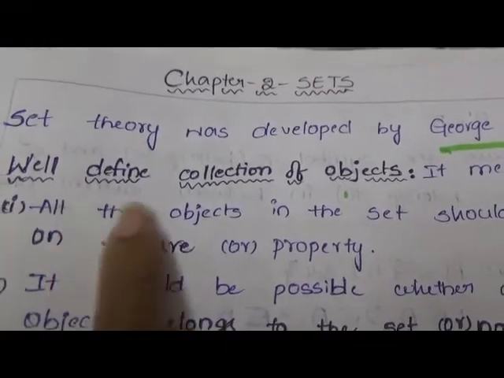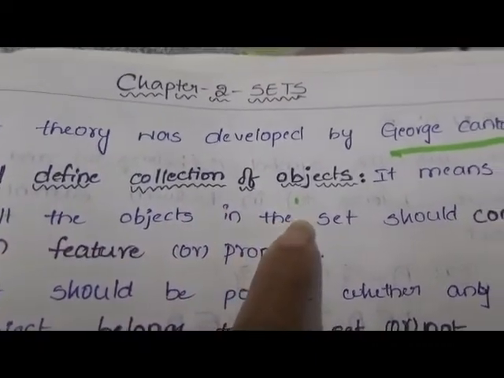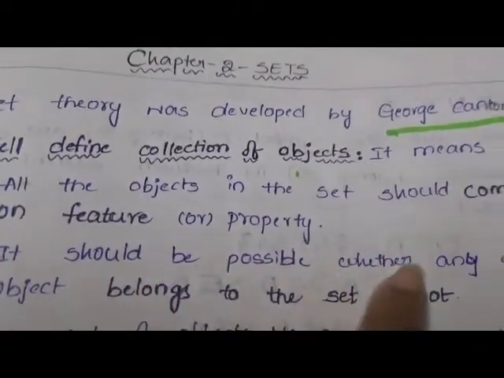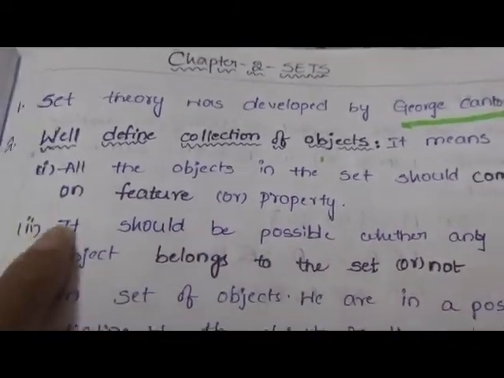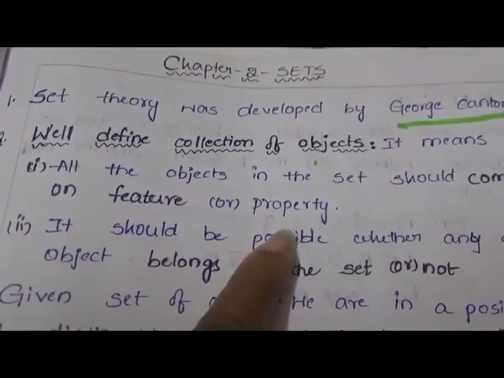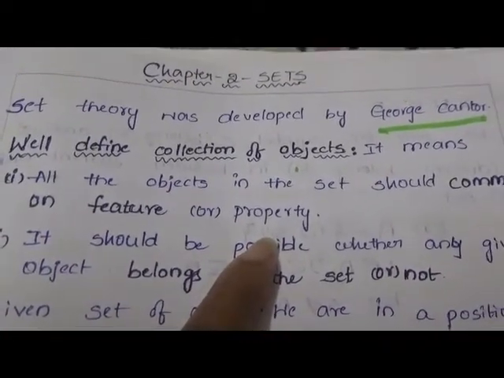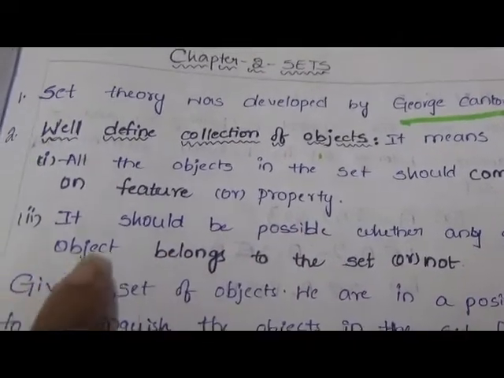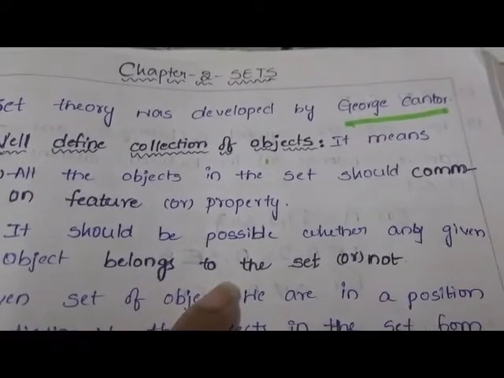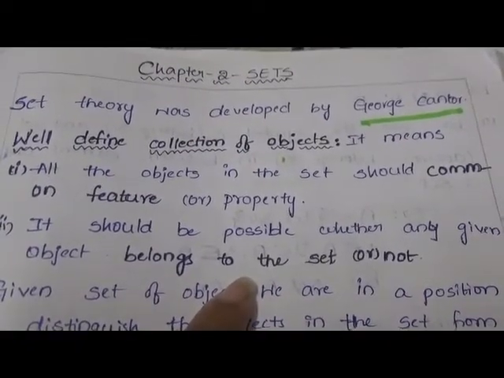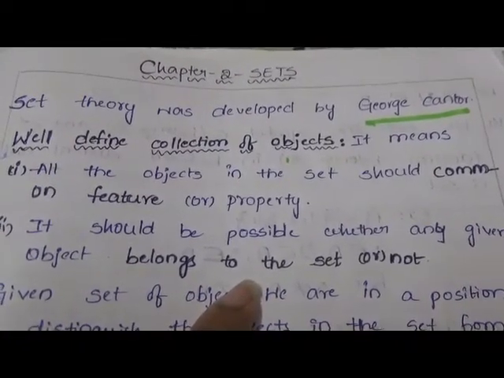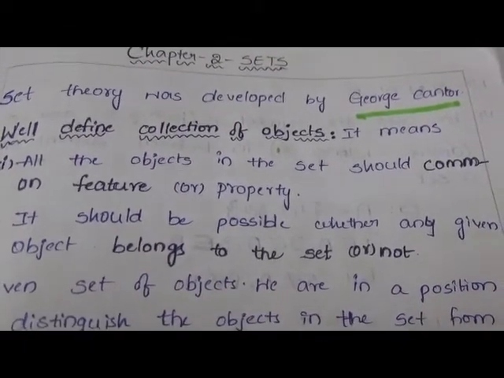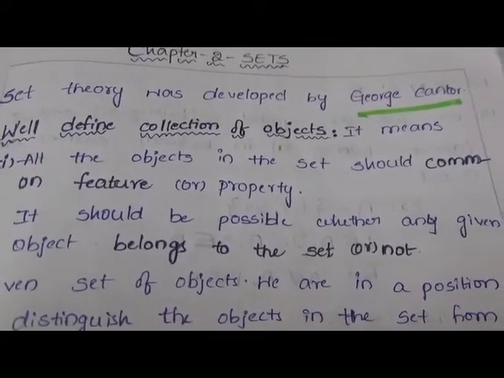And then, what is a set? A set is a well defined collection of objects. It means the objects in the set should have a common feature or property. All the objects in the set should have a common feature or property, and it should be possible to say whether any given object belongs to the set or not.